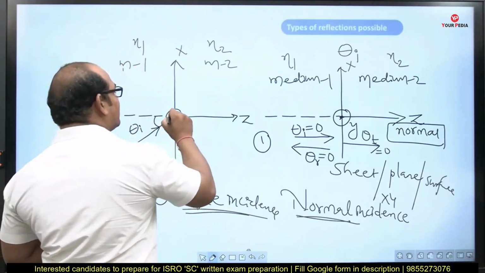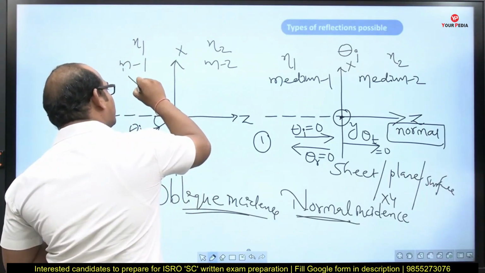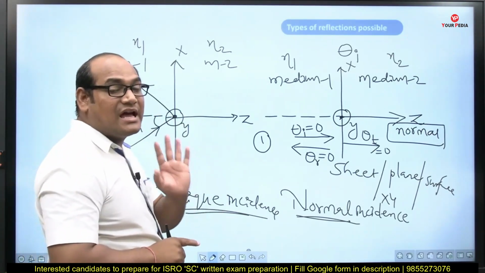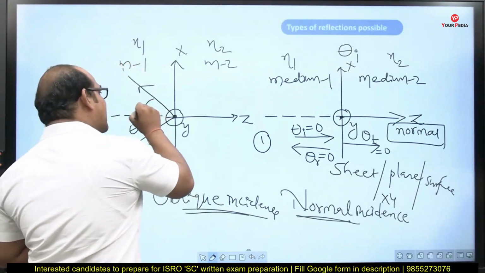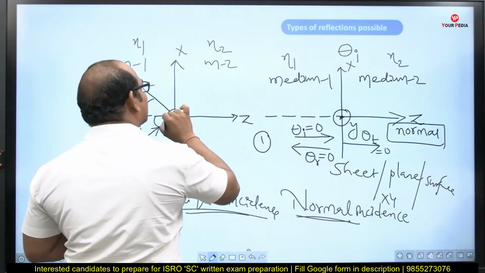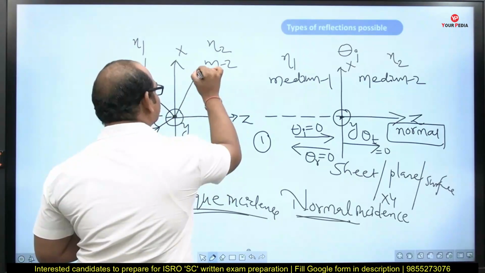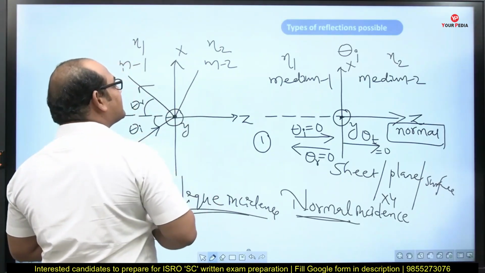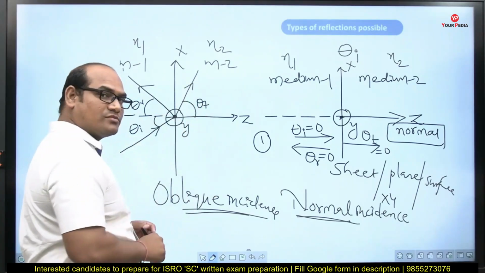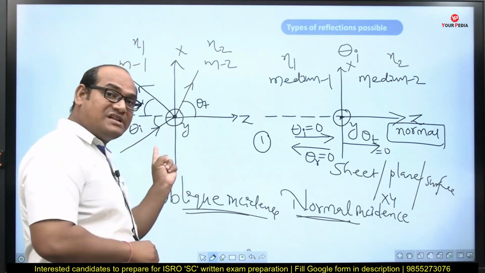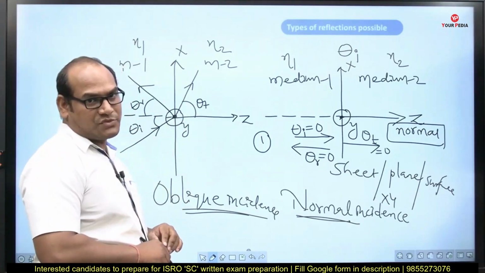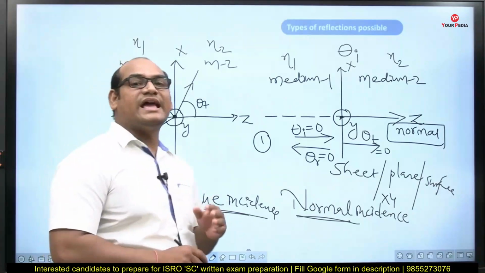A certain portion of this signal will be reflected back into the same medium, and that is also making a certain angle with the normal to the interface. That is called the angle of reflection. The remaining portion of the signal will be transmitted into the other medium, and this also makes a certain angle with the normal to the interface, called theta t. So here we have angle of incidence theta I, angle of reflection theta r, and angle of transmission theta t. In this manner we have these three angles.